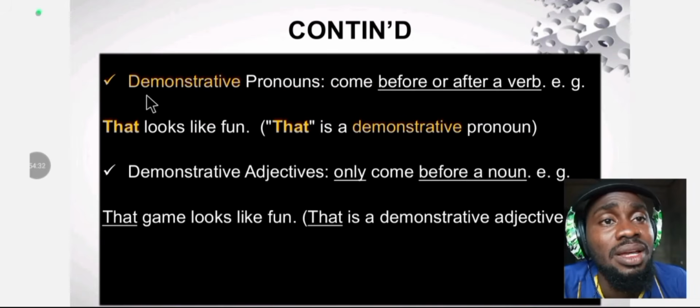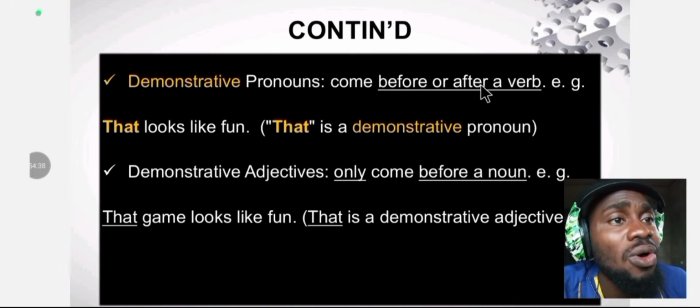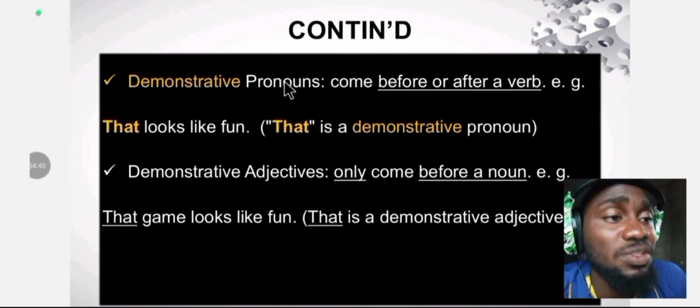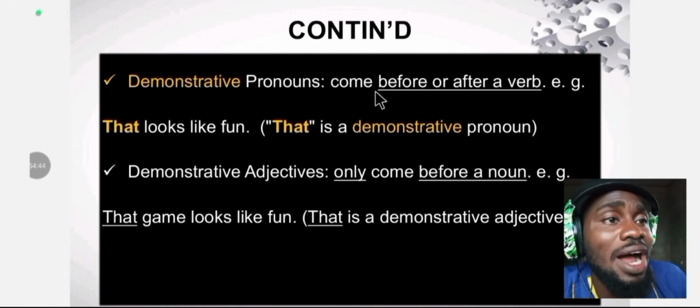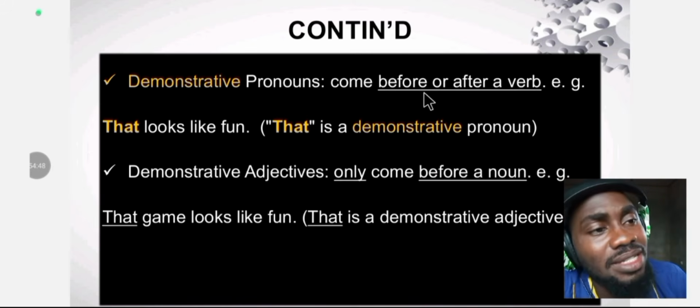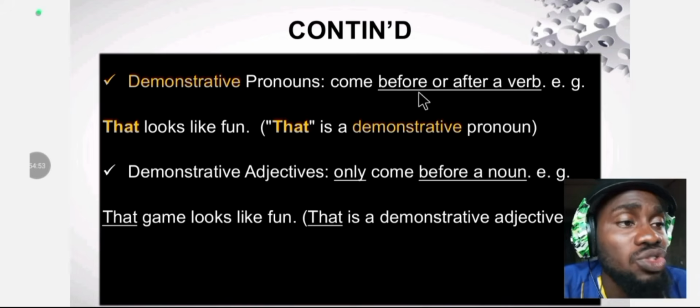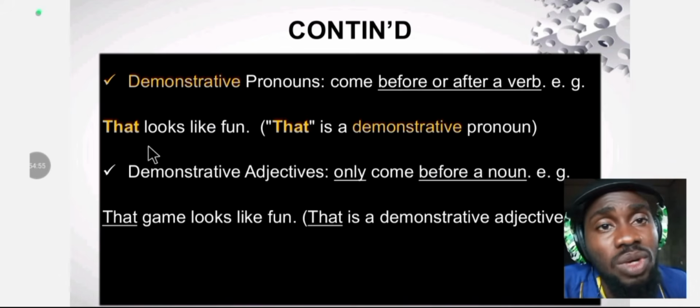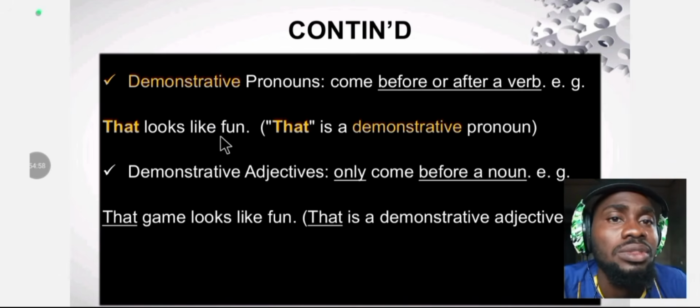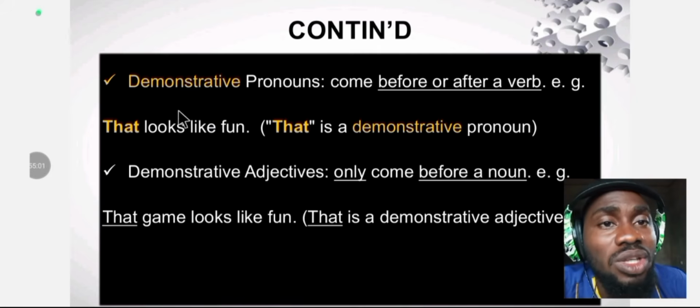Moving on. Still on demonstrative pronoun. Demonstrative pronouns come before or after a verb. Just the same thing that I explained earlier. When it comes before or after a verb, it is regarded as a demonstrative pronoun, okay? Or the word is acting as a demonstrative pronoun in the sentence. Okay, let's look at the example here. That looks like fun.